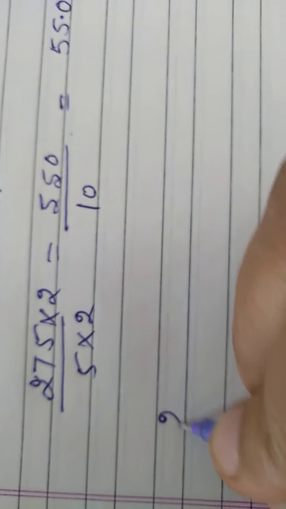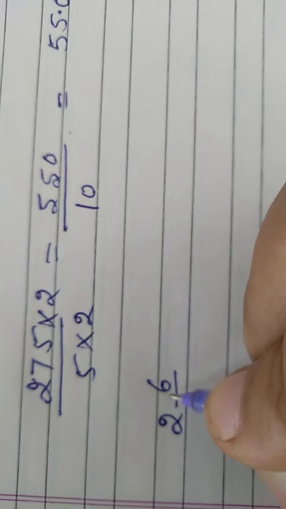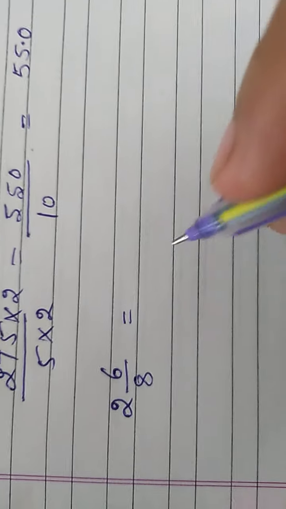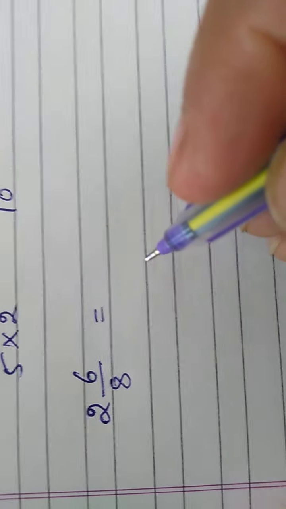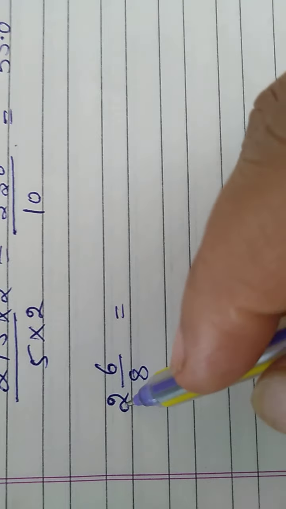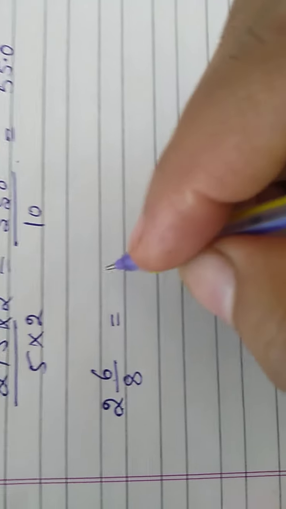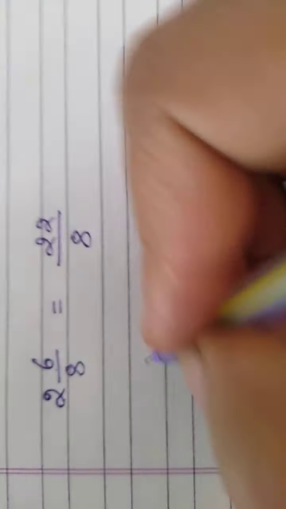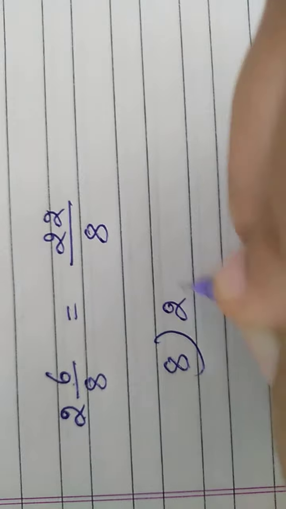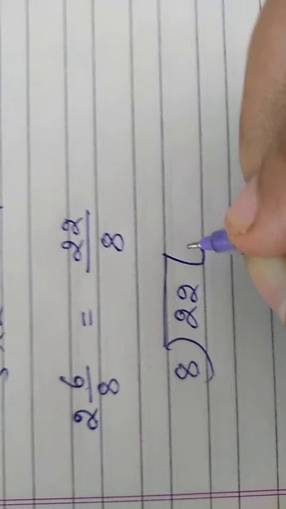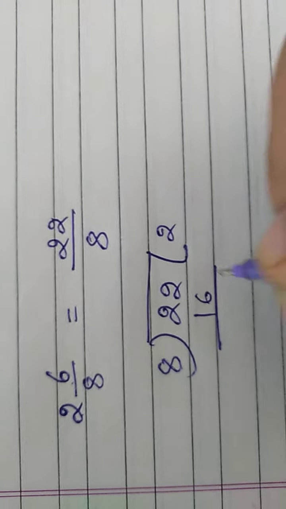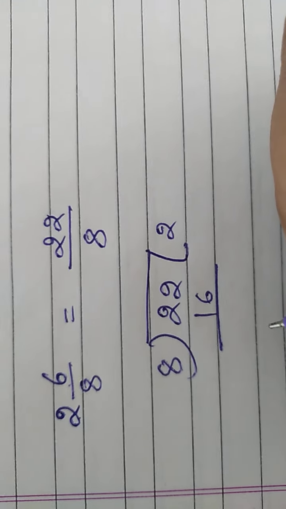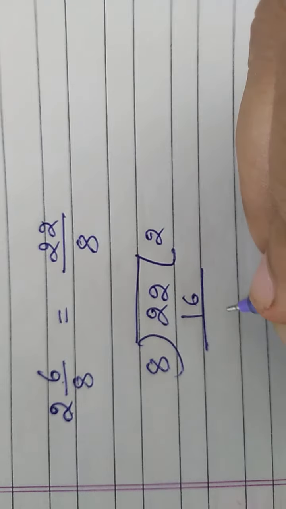Like we have to convert 2 whole 6 upon 8 into a decimal number. So first we'll convert it into an improper fraction. 8 2s are 16, and 16 plus 6 is 22 upon 8. This is an improper form of this number. Now we will divide 22 by 8. 8 2s are 16. The remainder is 6.